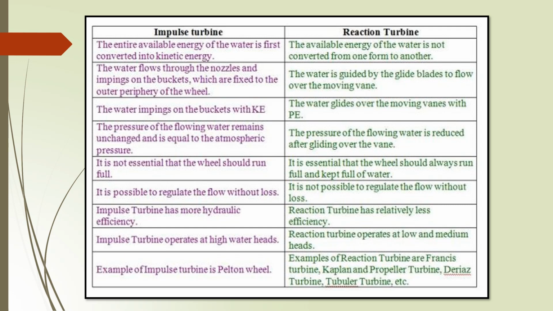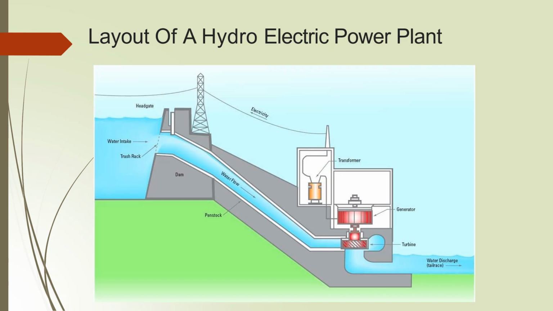An impulse turbine has more hydraulic efficiency, whereas a reaction turbine has relatively less hydraulic efficiency. An impulse turbine operates at high water heads, whereas a reaction turbine operates at medium and low heads. An example of an impulse turbine is the Pelton wheel, and examples of reaction turbines are the Francis turbine, Kaplan and propeller turbine, Deriaz turbine, tubular turbine, etc. This is the difference between impulse and reaction turbines.